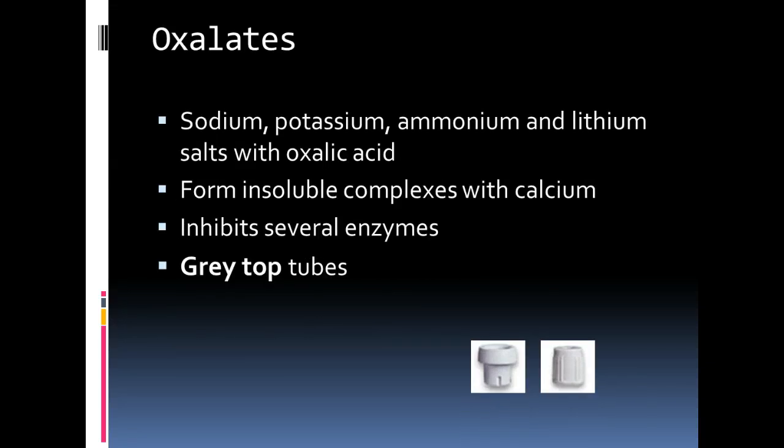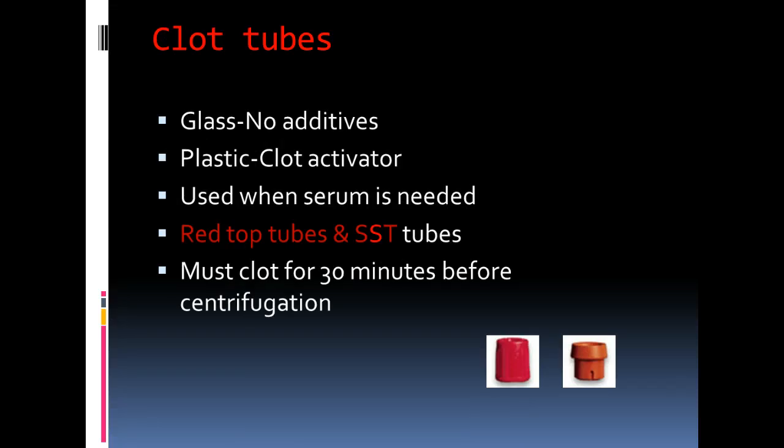Oxalates, sodium, potassium, ammonium, and lithium salts are combined with oxalic acid. This inhibits several enzymes and is used for certain types of testing. A little more rare. The only time I've ever used those was for drunk drivers. They drew them for alcohol, so the alcohol content would remain the same in the tube until it got to the state lab for testing.